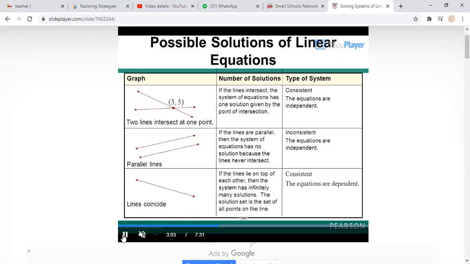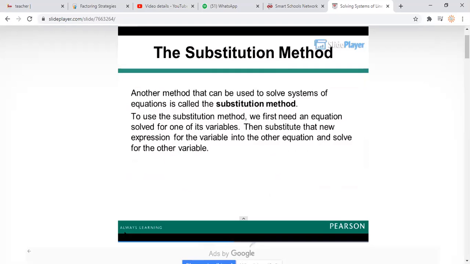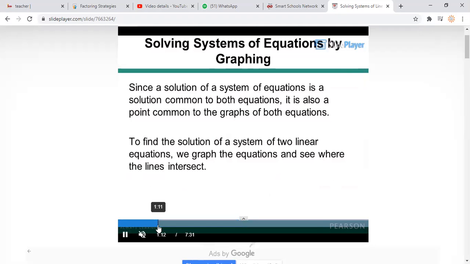So we have two cases where we say it's consistent: if you can find a solution, one or infinite. This is the type of system. Consistent means you can find only one solution or an infinite number of solutions. Second, if you can't find any solution, we say it's inconsistent. So substitution methods, elimination methods, or graphing methods are all ways to represent and solve a system of equations.